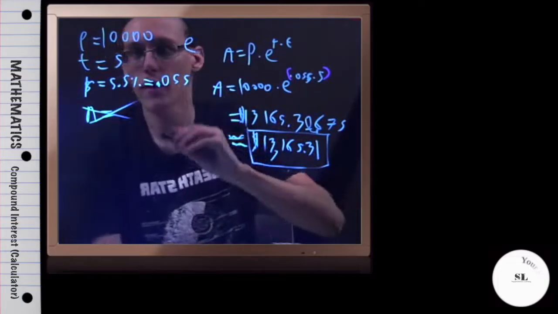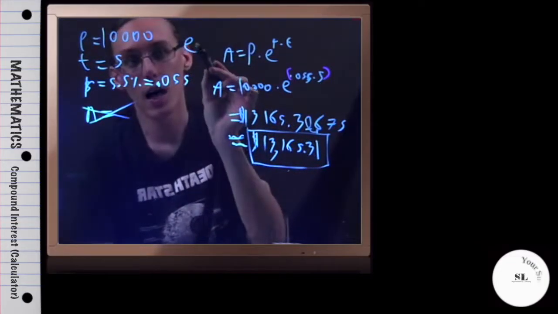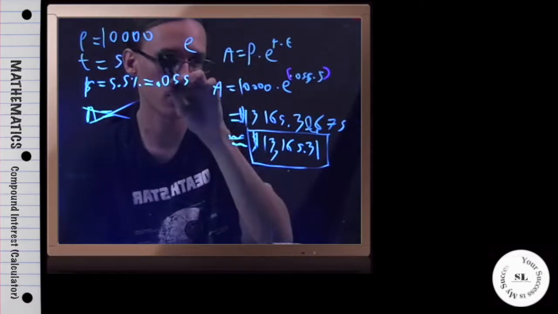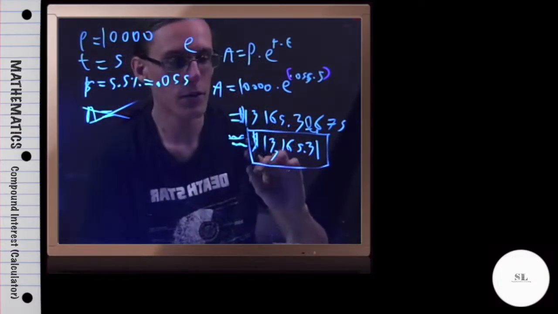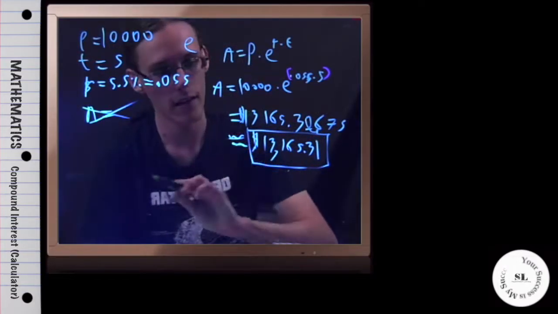So, if you have $10,000 invested for 5 years at a 5.5% interest rate, compounded continuously, in other words, non-stop, then at the end of that time, you're going to have $13,165.31. And that is this example.